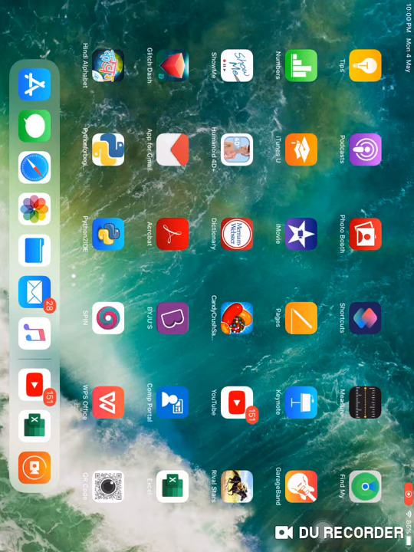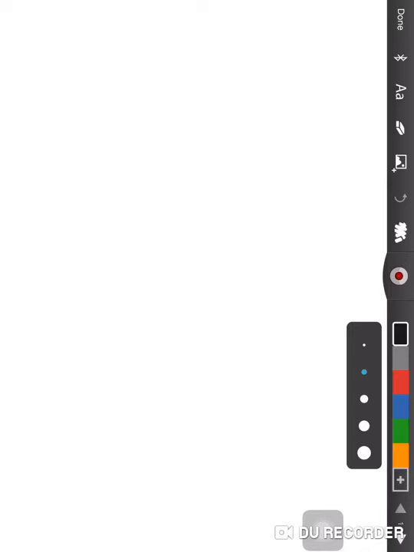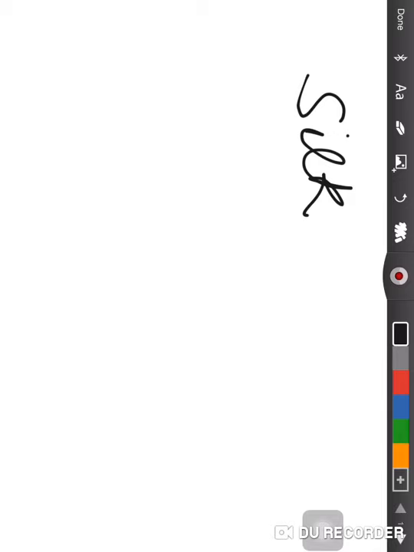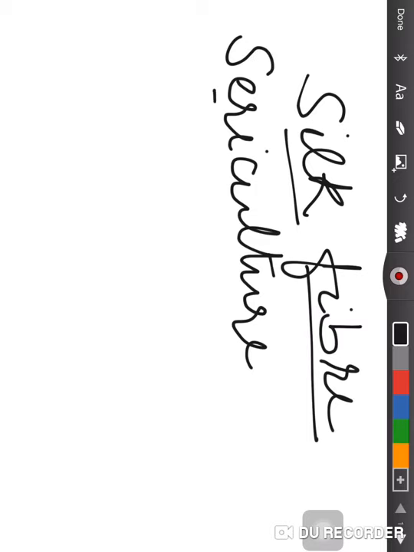Now we'll start a chapter, that is silk. For this I want to tell you something regarding silk. When we are talking about the silk fiber, rearing of silk is known as sericulture. Sericulture is the term in which rearing of silk is done.